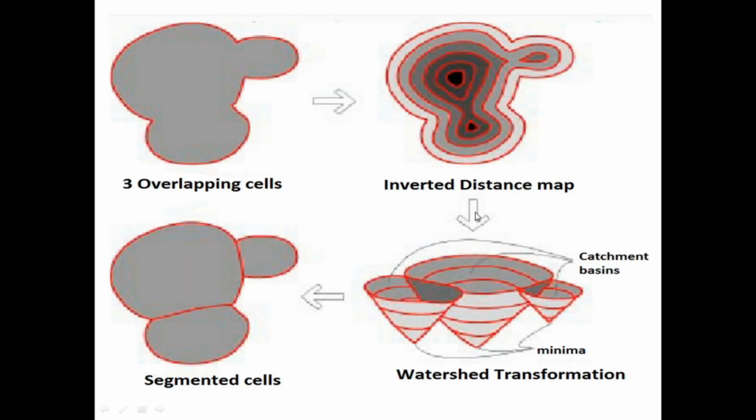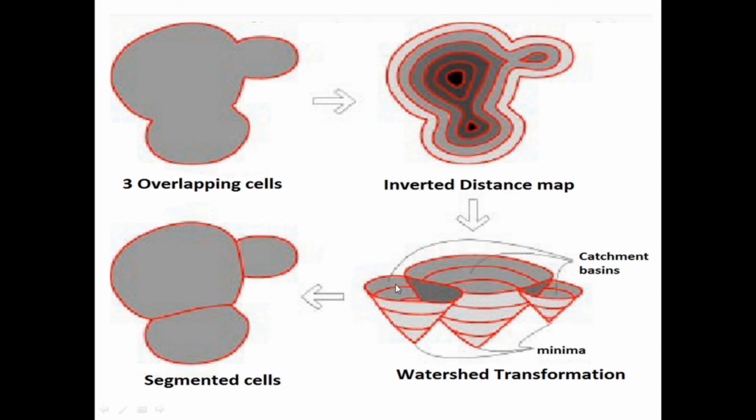The same thing you can see in this figure also. I have some kind of object in an image, but I can see that there are three objects in this image which are overlapped. In order to isolate or find each individual object, what I am going to do here is invert the distance map. In this way I will finally get the image. After that, I will do the watershed transformation, and finally I am going to get the output of segmented cells.